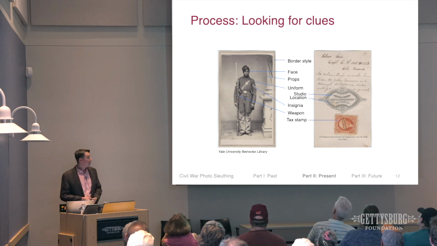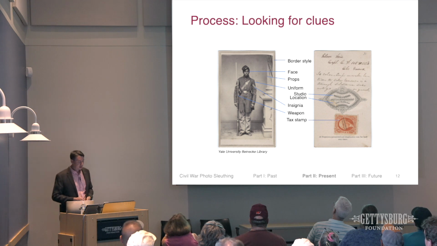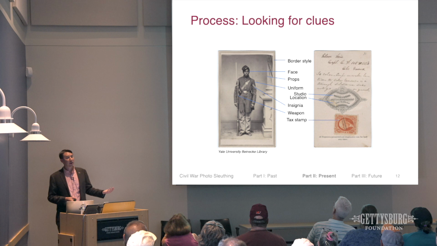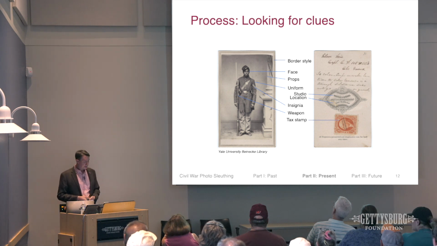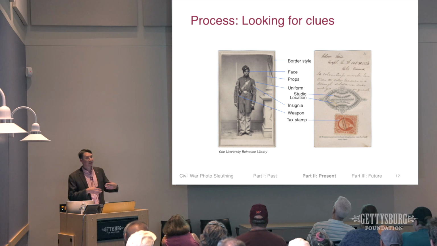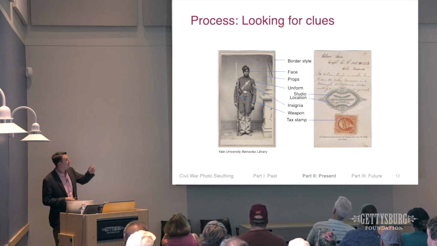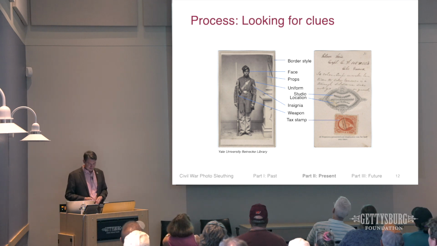On the back, you may have absolutely nothing and it's completely blank. That one's a little bit harder. Or you may have some other clues. Things like the name of the photographer, the location of his studio, maybe a tax stamp, which helps to date the image to a couple of years. And if you're really lucky, you have an inscription like this one with the name of the soldier in the unit. But again, that's only the case maybe 1 out of 5 or 1 out of 10 times.